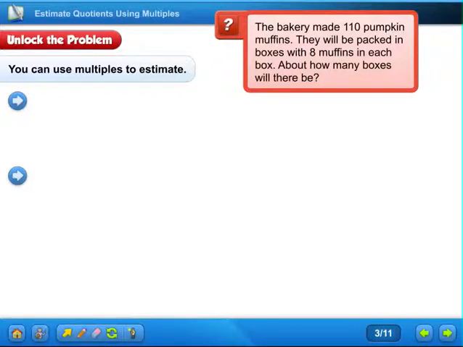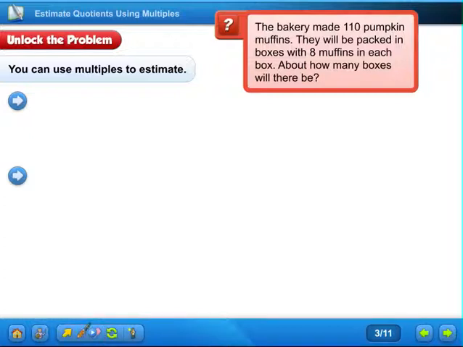All right. So here's the question. The bakery made 110 pumpkin muffins. They will be packed in boxes with 8 muffins in each box. Picture it in your head. How many muffins are in that box? 8. About how many boxes will there be? How many boxes will there be?